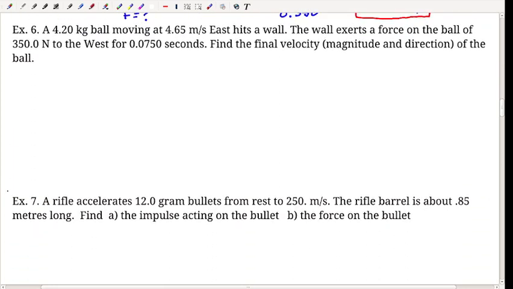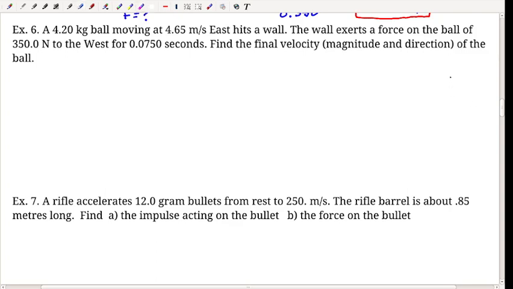Example number 6. A 4.2 kilogram ball moving at 4.65 meters per second east hits a wall. The wall exerts a force of 350 newtons to the west for 0.0750 seconds. Find the final velocity, magnitude, and direction of the ball.